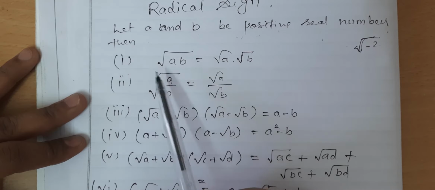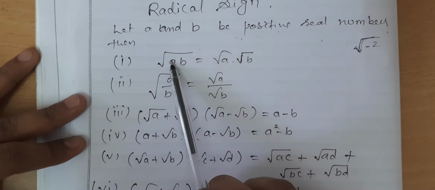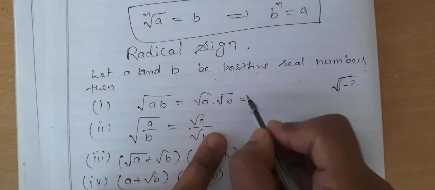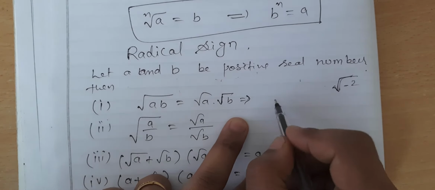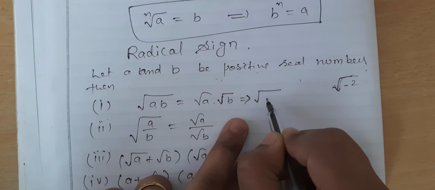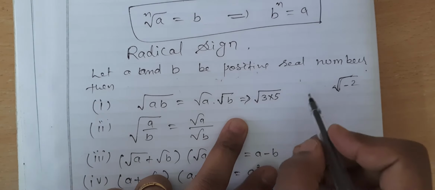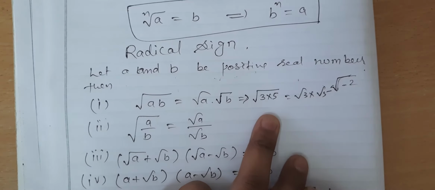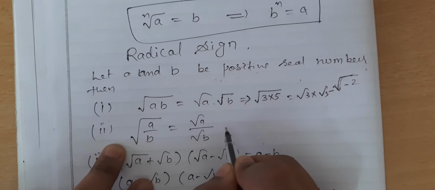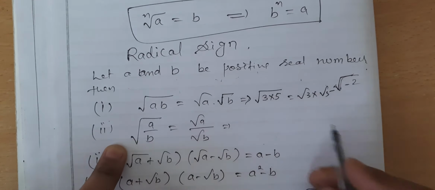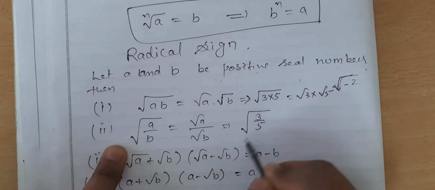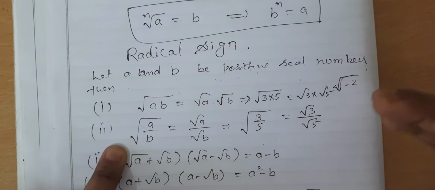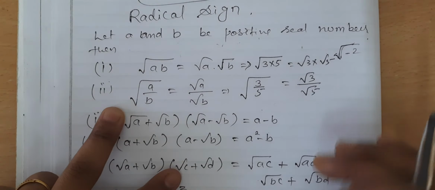Then the first identity is root of ab is root a times root b. The use of this identity is that if a number is written like 3 multiplied by 5, then this can also be written as root 3 multiplied by root 5. The next is root of a by b is root a by root b. Simple. If the number is root of 3 by 5, then this can also be written as root 3 by root 5. We can put the root separately.